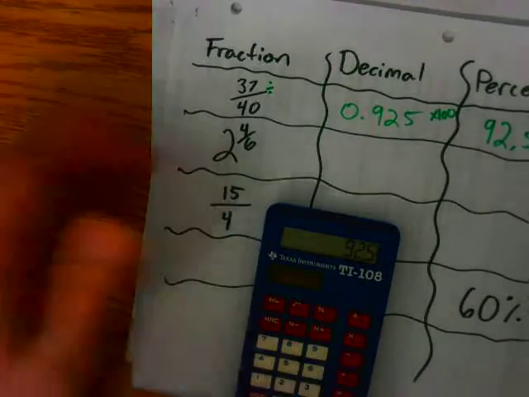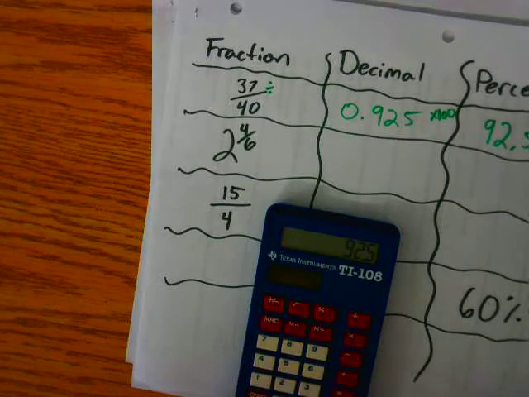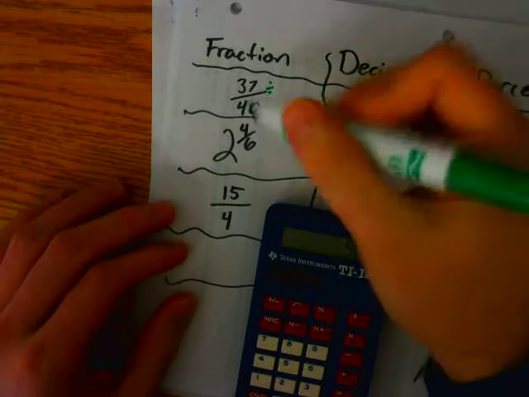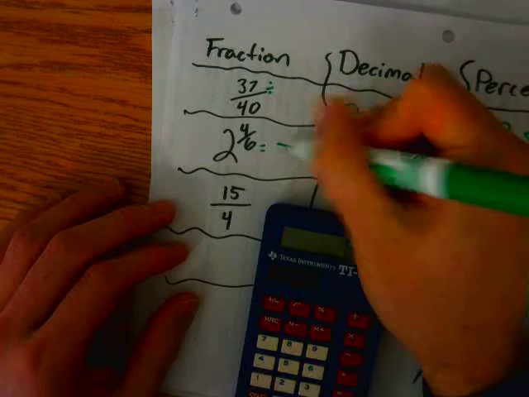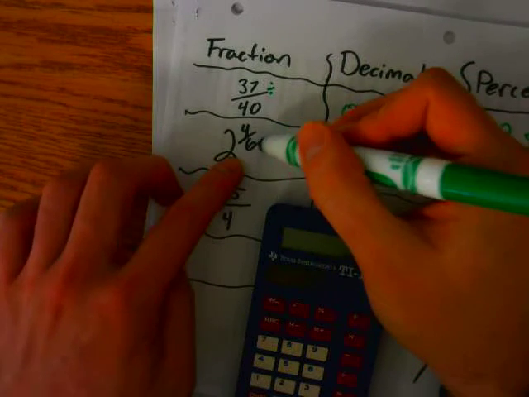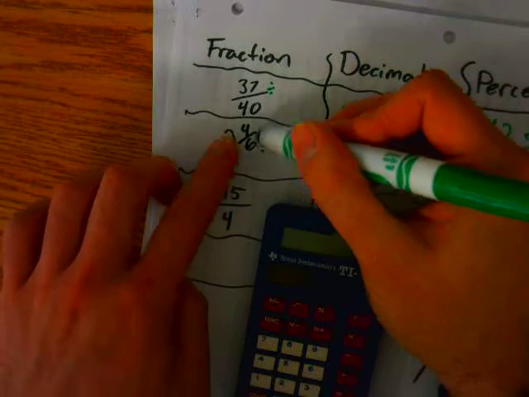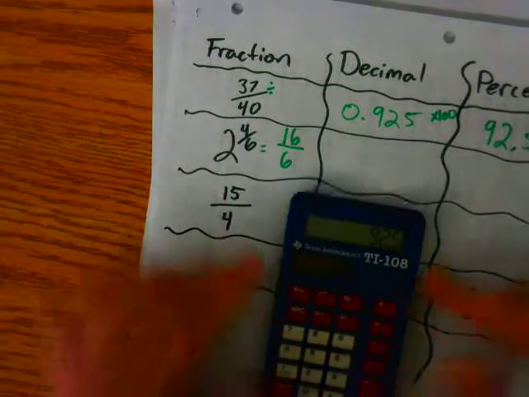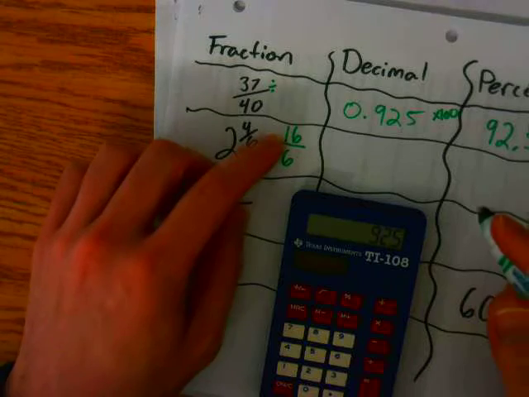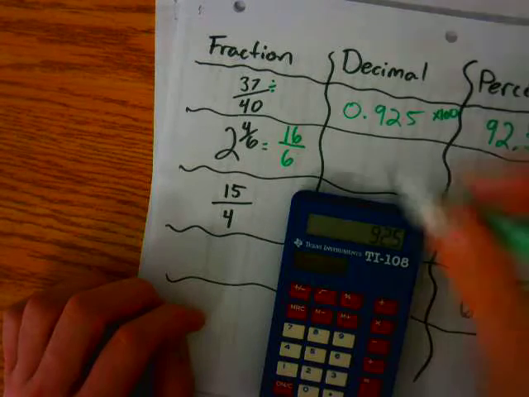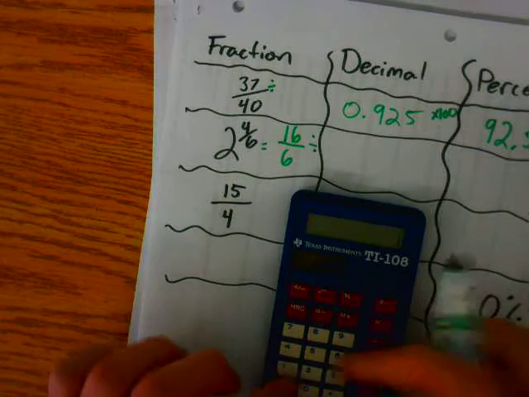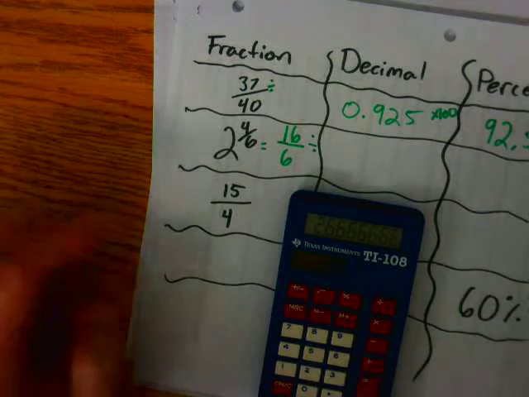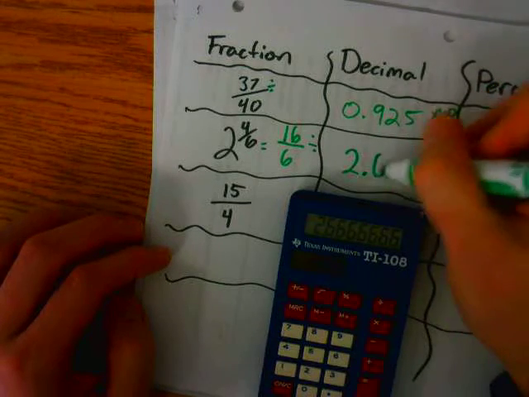To figure out what our decimal of 2 and 4/6 is, let's start off by turning this mixed fraction into an improper fraction. Let's do 2 times 6, which is 12. 12 plus 4 is 16 over 6. Now, let's figure out our decimal the same way we did above. Let's divide the numerator by the denominator with a little division. 16 divided by 6 gives us the decimal 2.6, and on and on and on.